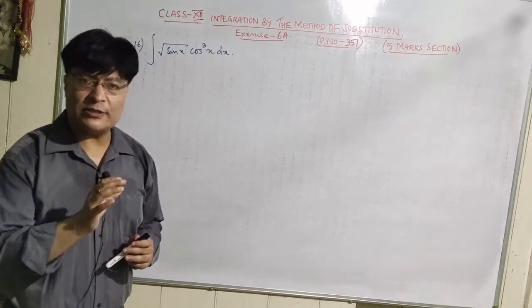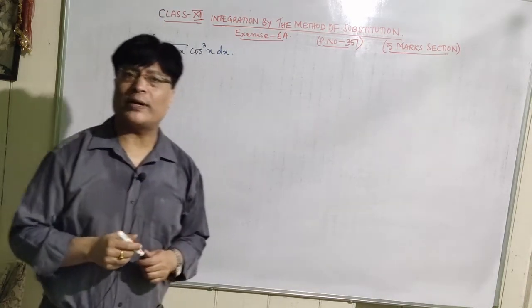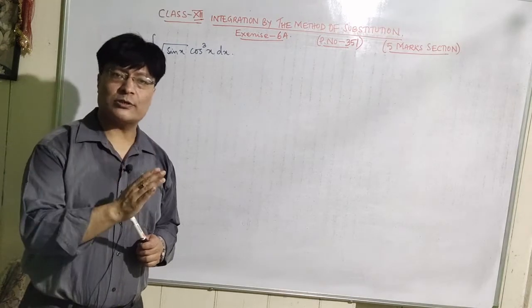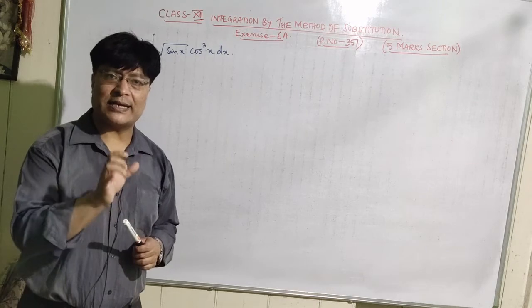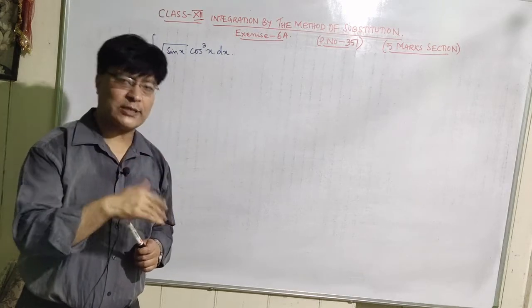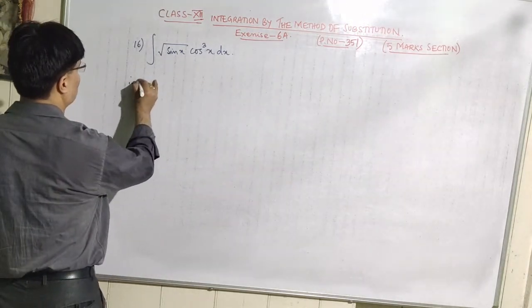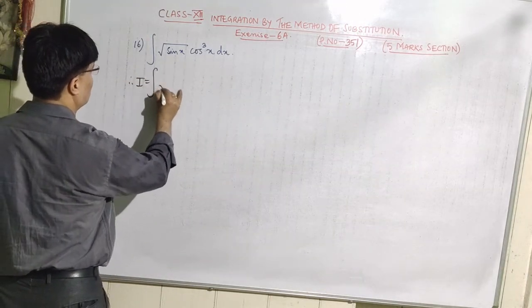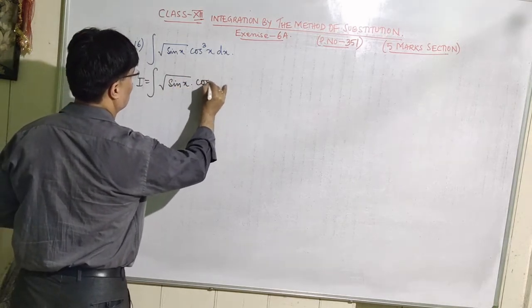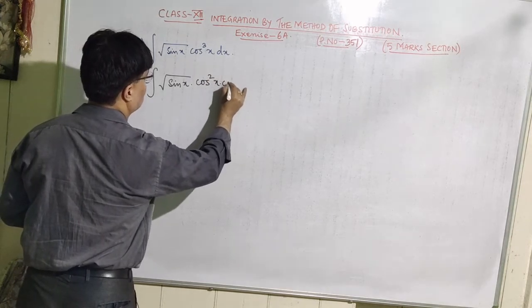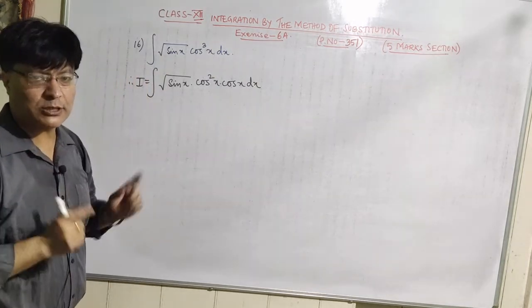And you know that differentiation of which function is cos x? Sin x. You can convert that cos square x into sin x. That is, cos square x in terms of sin x is 1 minus sin square x. And you can assume sin x as z, so that the differentiation of sin x is cos x. Okay, so let us do this method here now. Therefore I is equal to the integration of root over sin x, and you can break this power cos square x into cos x dx. Okay, so we can use the method of substitution in this case.